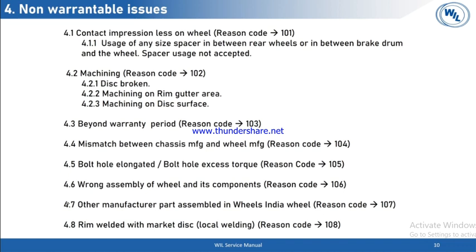And the next point we will cover about warranty norms, beyond warranty norms, and mismatch between the chassis and manufacturing, and bolt hole elongated. What is the reason? What are the probable causes? And wrong assembly of wheel and its components. Suppose another manufacturer's component is assembled in a Wheels India wheel or rim, or other manufacturer's parts are assembled with Wheels India, and rings welded with local welding. Next slide.